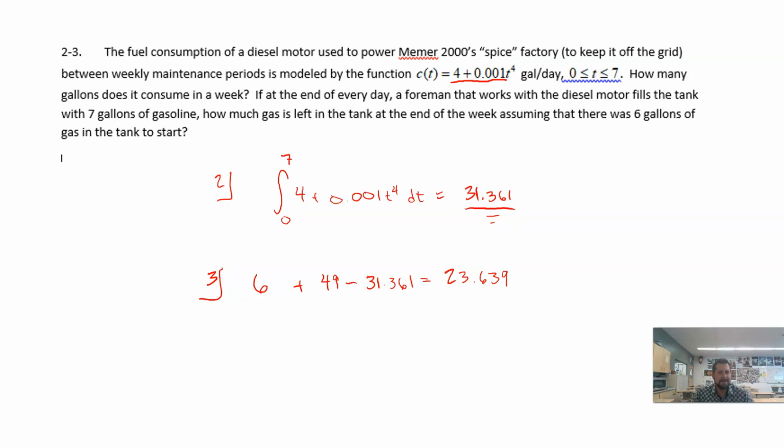Then it says at the end of every day, a foreman that works with a diesel motor fills the tank with 7 gallons of gasoline. How much gas is left? Well, this is where we set it up in a much more traditional sense. I've got my initial condition, assuming that there were 6 gallons, so that's my initial condition right there. Then this 49, where that comes from, is the integral from 0 to 7 of 7 dt. Or you could think about it, you just pour 7 gallons in every day, so altogether there are 49 gallons. The 31.361, we got that. That's how much fuel was consumed during that time interval. So this is how much gas we had at the end of that week.